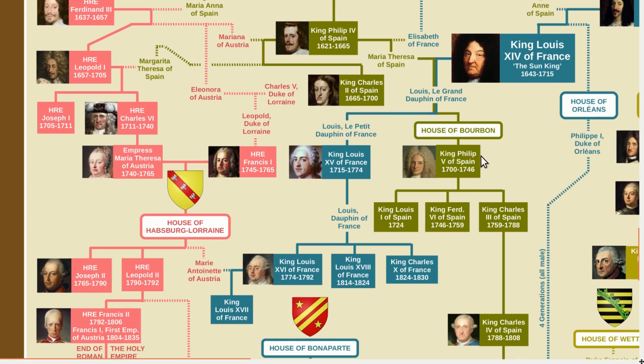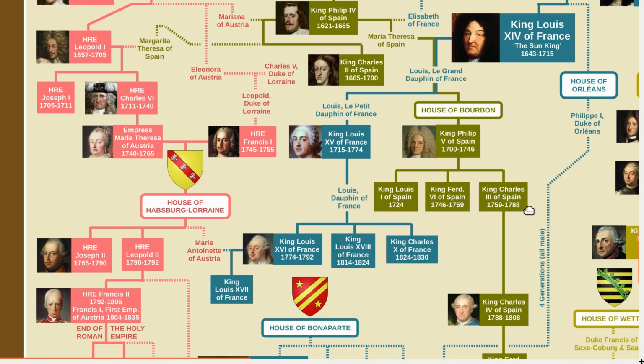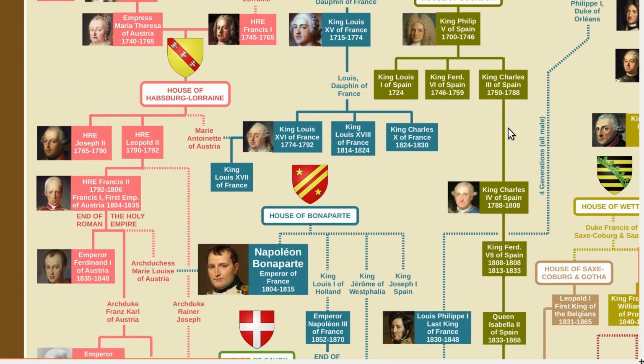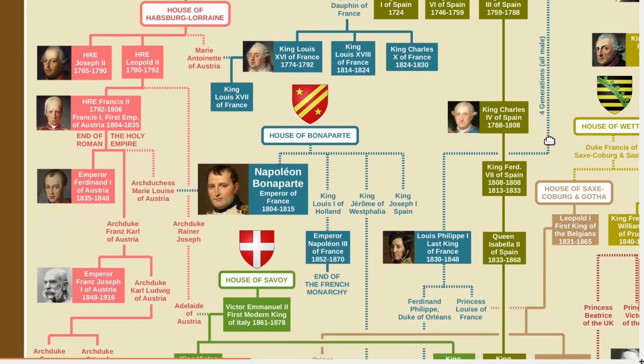Now I should also point out that when Philip V became king of Spain, he renounced all right to the French throne for himself and his descendants, which becomes important for those who are trying to figure out who is the rightful heir to the French throne today. But that's another topic. So Philip V had three different sons who became king after him, and then the line passed to his grandson, King Charles IV of Spain, and then we get a King Ferdinand VII.